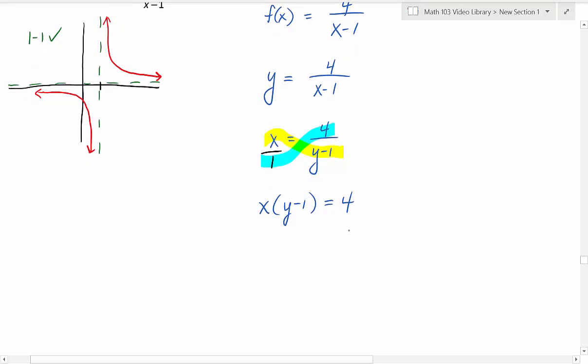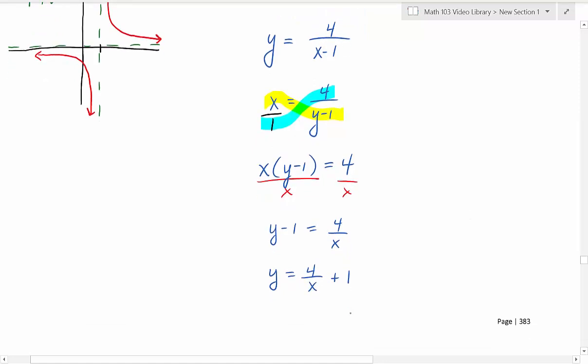How you solve this, really you have two options. I'll do them both ways, and then you can choose the one that makes most sense for you. Now, I got to get rid of this x, so my first option is just to right away divide both sides by x, leaving us with y minus 1 equals 4 over x. And then we add 1 to both sides, giving us y equals 4 over x plus 1. We'll put it back in our function notation. So f inverse of x is equal to 4 over x plus 1.